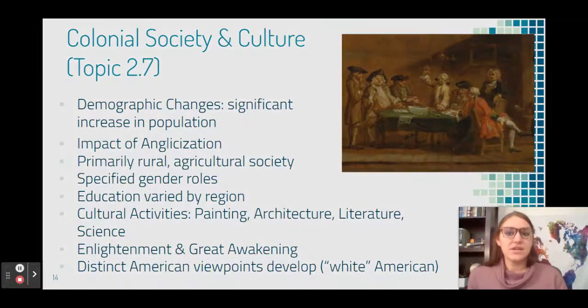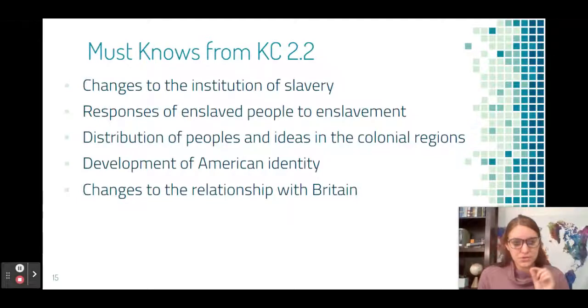And so those are all aspects of key concept 2.2. And just as a review, these are the things that you must know. What were the changes to the institution of slavery? How did enslaved people respond to the system of slavery? How were peoples and ideas distributed throughout the colonies? How did an American identity develop? And how did that impact the relationship with Britain?